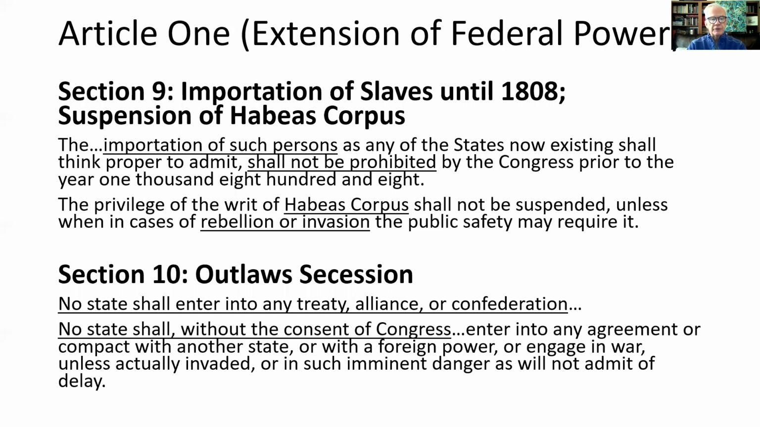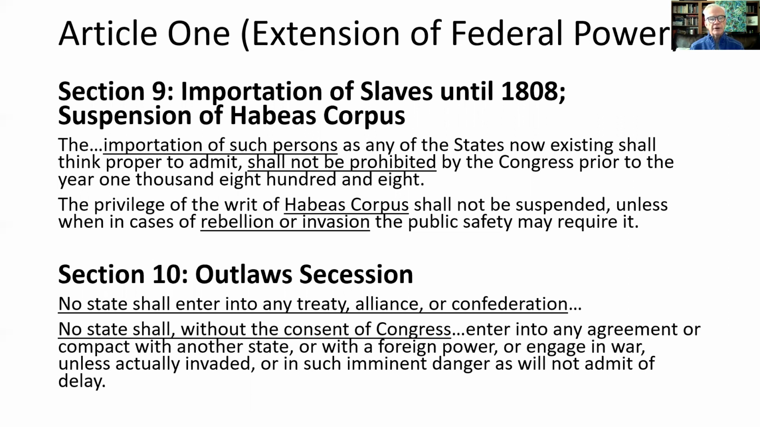A few other kinds of things that expanded federal power. Section 9 puts a limit on importation of slaves until 1808. It also says that the writ of habeas corpus can be suspended in case of rebellion or invasion when the public safety may require it. Talked about this earlier in the section on civil liberties.